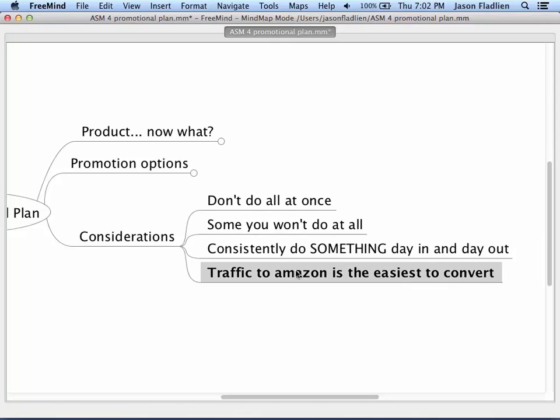Bottom line is this: traffic to Amazon is the easiest to convert. So you said, Jason, I've tried Facebook advertising in the past and it's failed. Were you trying it to your own private labeled Amazon product using my copywriting strategies? And if you can't say yes, then try it again. This time it's a lot more likely that traffic will work. Same thing with Google pay-per-click. Same thing with joint venture promotions. Same thing with deal sites, etc., etc.